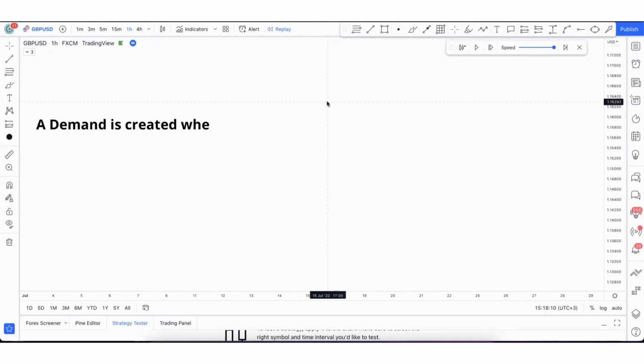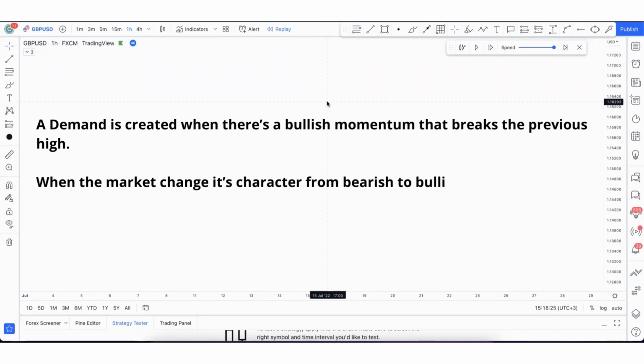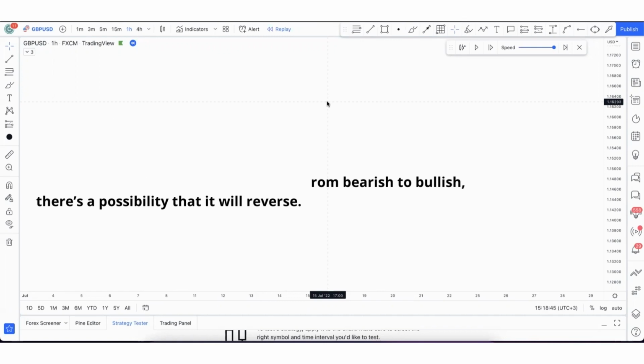So what do you mean by demand zone in a reversal structure? In our previous topic, we said that the demand is created when there's a bullish move that breaks the previous high. So in a reversal structure, a demand is created when there's a bullish momentum that breaks the previous high, and then the market changes its character from bearish to bullish. So there's a possibility that it will reverse.